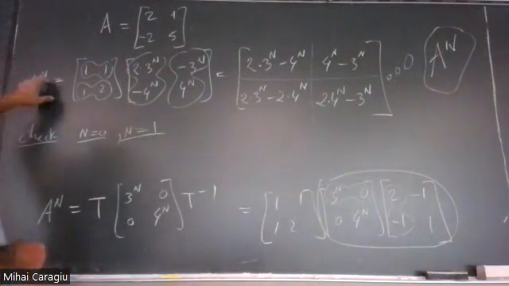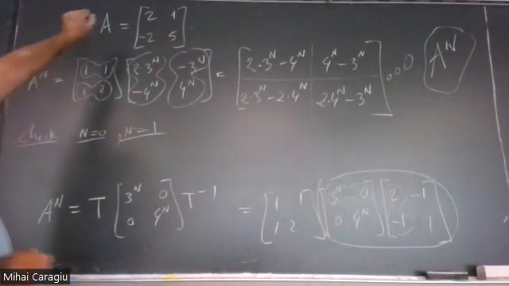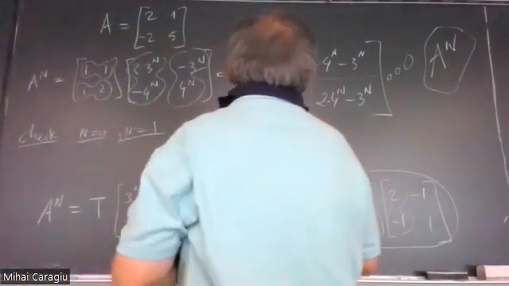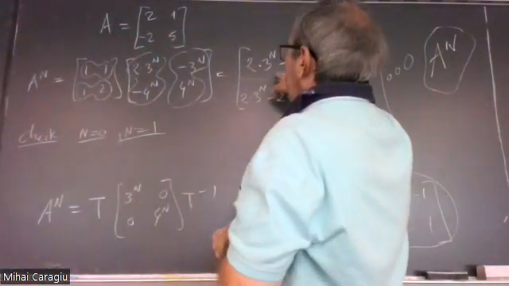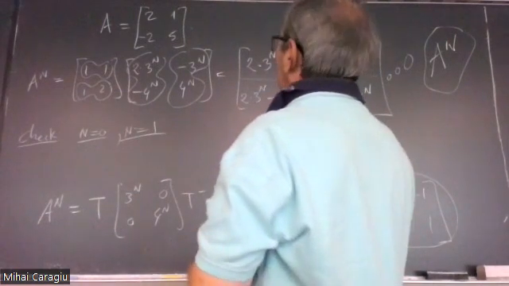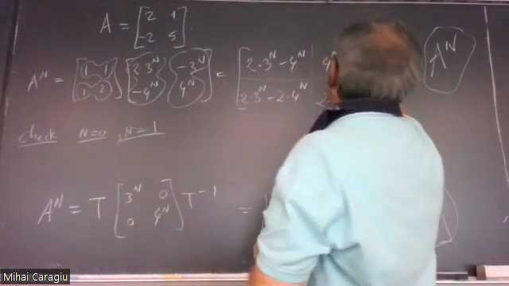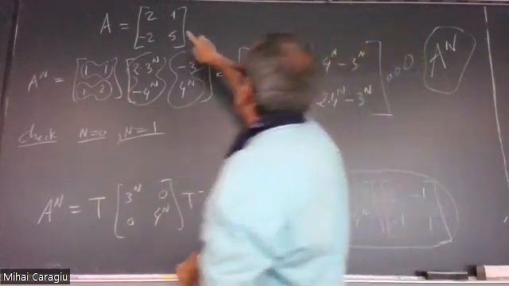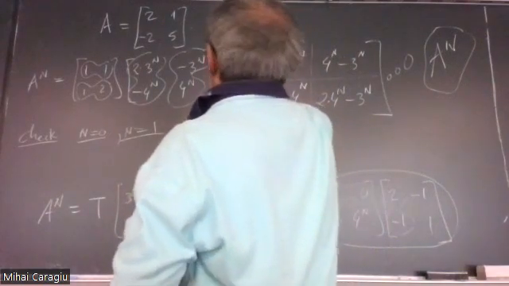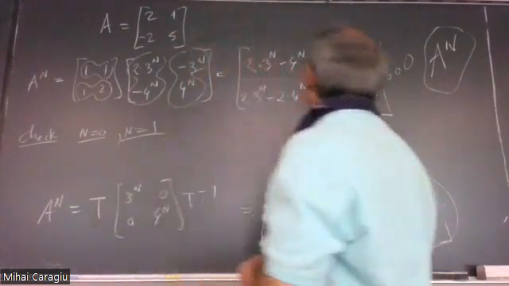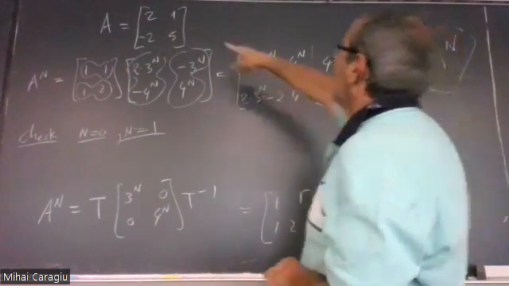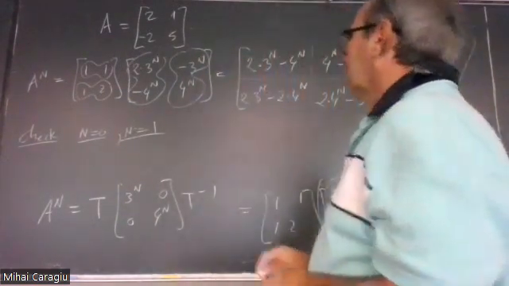For n equals 1, A to the power 1 should be the same as this matrix. We should get 2, 1, minus 2, 5. If n equals 1, it would be 6 minus 4, which is 2. Right? 4 minus 3 is 1. Then we get 2 times 3 is 6, minus 8 is minus 2. Everything works nicely. And finally, if n equals 1, we get 8 minus 3, which is 5. So this works, right?